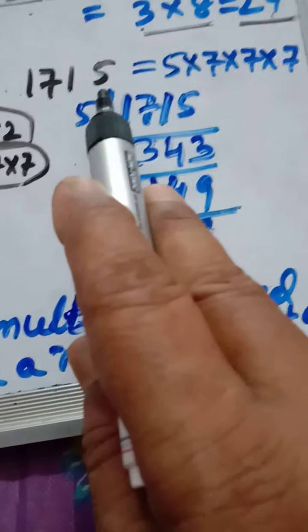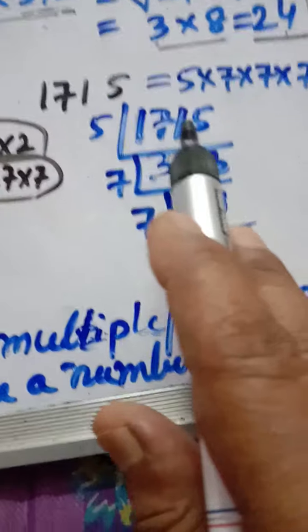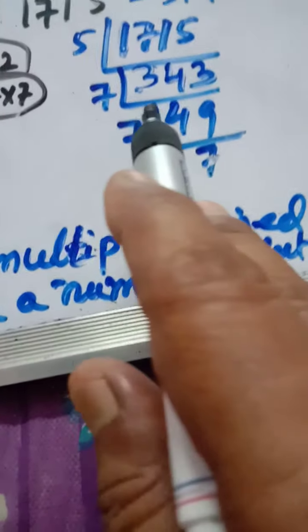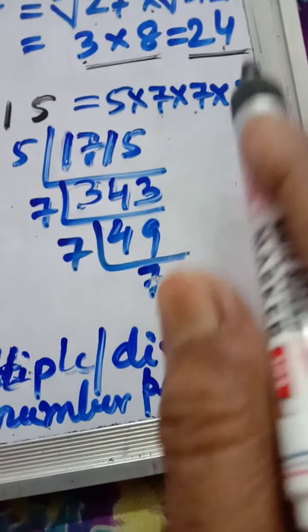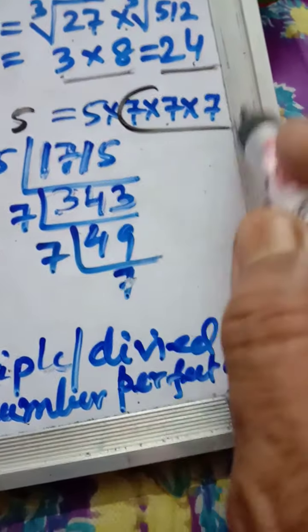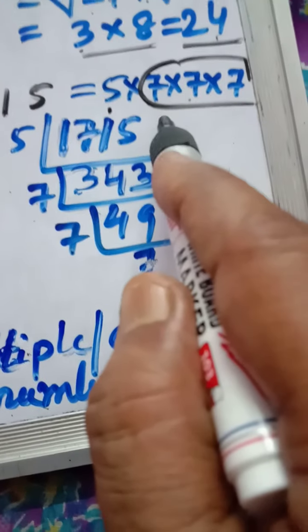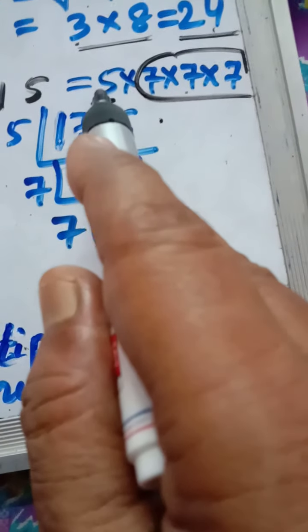Now similarly this number you have taken. In this case, you have split 1715 into prime factors. It has gone with 5, then 7, 7. See, this number, the product of prime factors, will be 5 into 7 into 7 into 7. See, 7 is in a triplet, but 5 isn't. This number is not a perfect cube, because the prime number 5 is not in a triplet. So in this case, it's not a perfect cube.